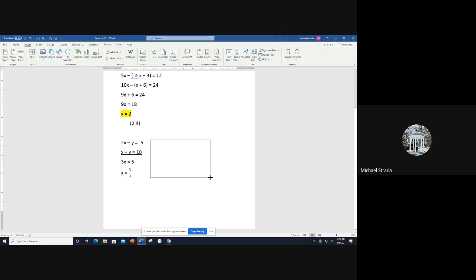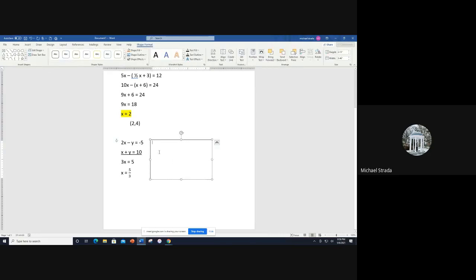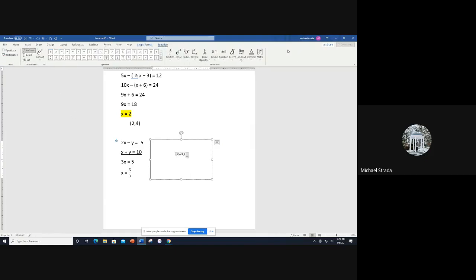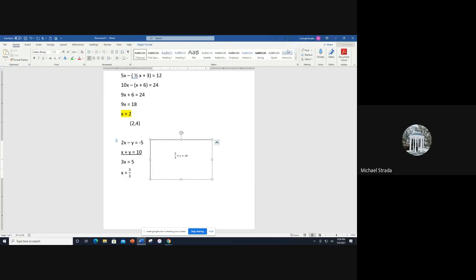So I'm going to take that second equation, which is x plus y equals 10, and I'm going to replace the x with 5/3. All right, so that's going to be 5/3 plus y equals 10, and I'm going to solve for y by subtracting 5/3. I would turn 10 into 30/3, subtract the 5/3, and y equals 25 over 3. All right.